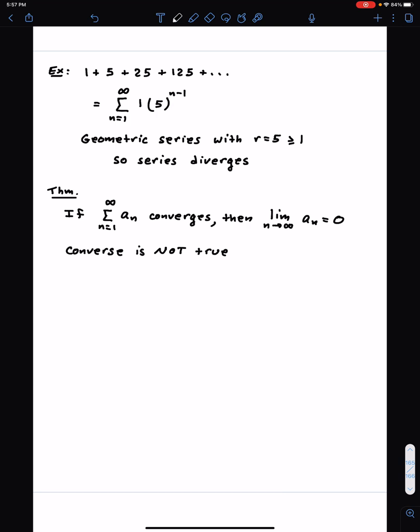So if the limit as n approaches infinity of a sub n is equal to 0, then the series as n goes from 1 to infinity of a sub n may converge or diverge. So in other words, it's inconclusive.